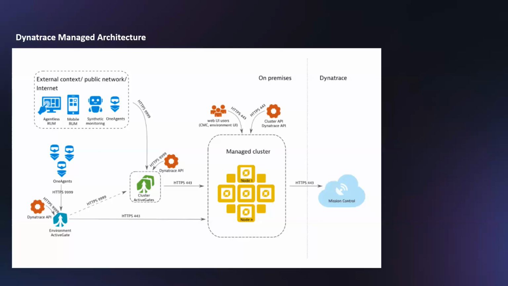Because some application environments have normal applications, Java, .NET, right? But they do not have agentless RAM, they do not have mobile RAM. Then we don't need cluster ActiveGate, right? So we can remove that, take it out, and you can go with environment ActiveGate, and it will connect to your Dynatrace cluster.